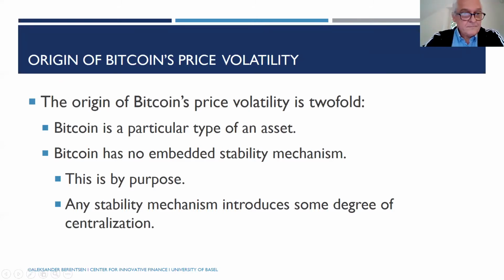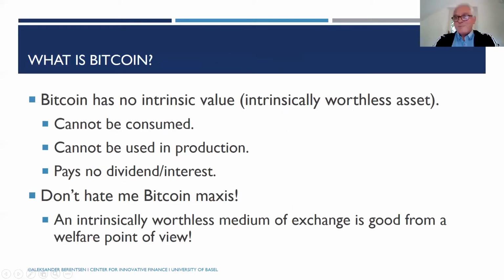Good. Okay. Now I'm going to make the Bitcoin maxis really angry. Bitcoin has no intrinsic value. It's basically intrinsically worthless. What does that mean? It cannot be consumed. It's not commodity money like cigarettes or other commodity monies which you can consume. You can't use it in production like gold and other monies. It doesn't pay any dividend, doesn't pay any interest rate. It's basically an intrinsically worthless asset. It has absolutely no anchor for its price.